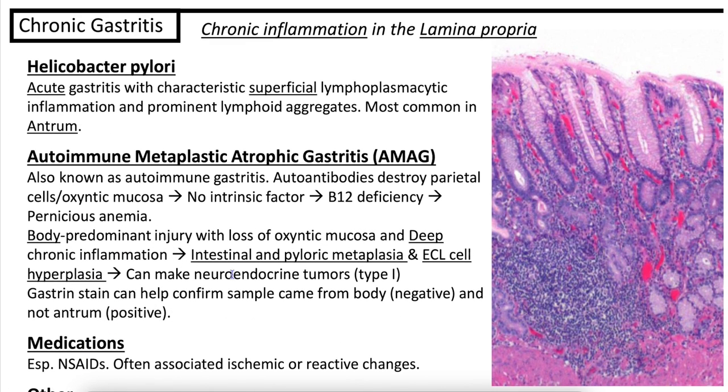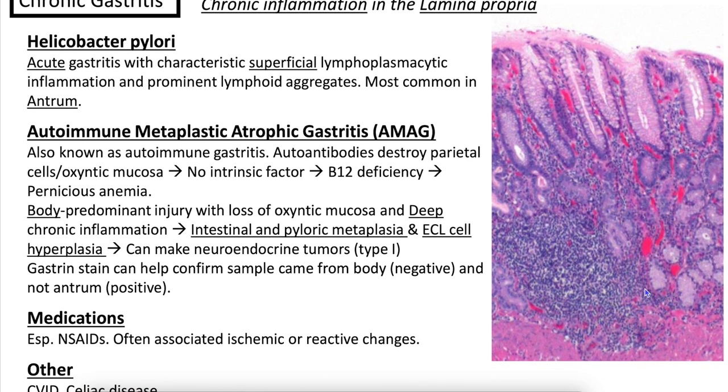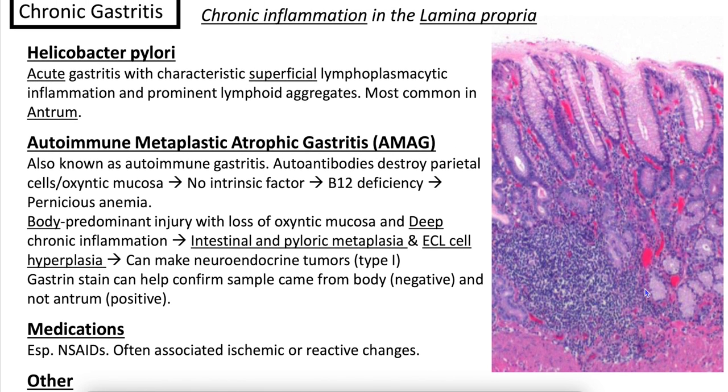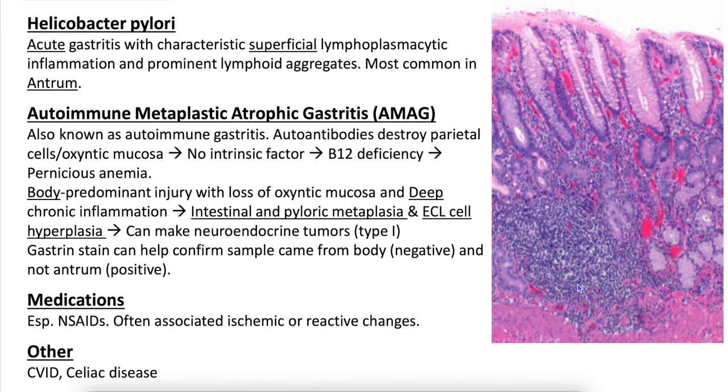Chronic gastritis is when you have chronic inflammation in the lamina propria. It's pushing up against the glands in the mucosa. You want to think about H. pylori, especially if your chronic gastritis has germinal centers.